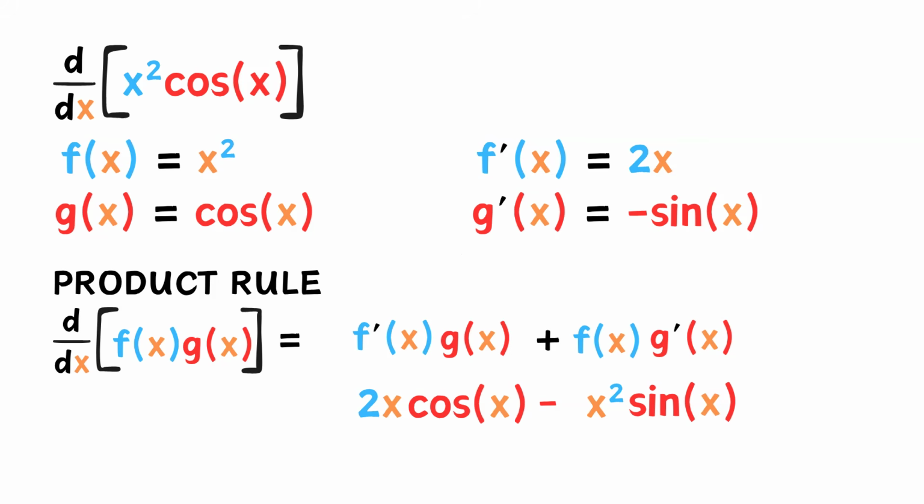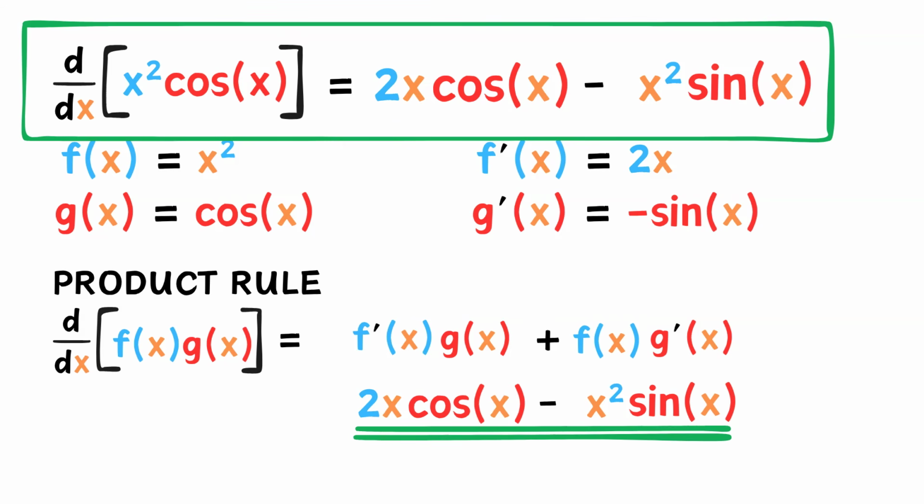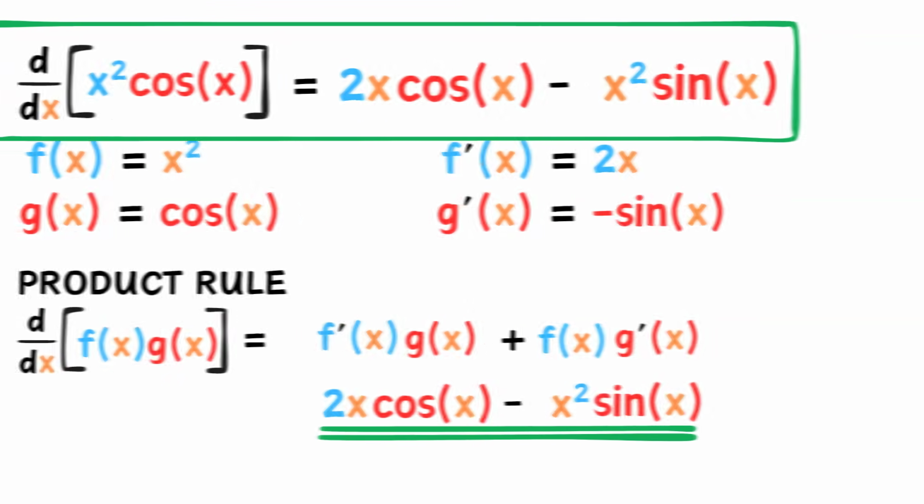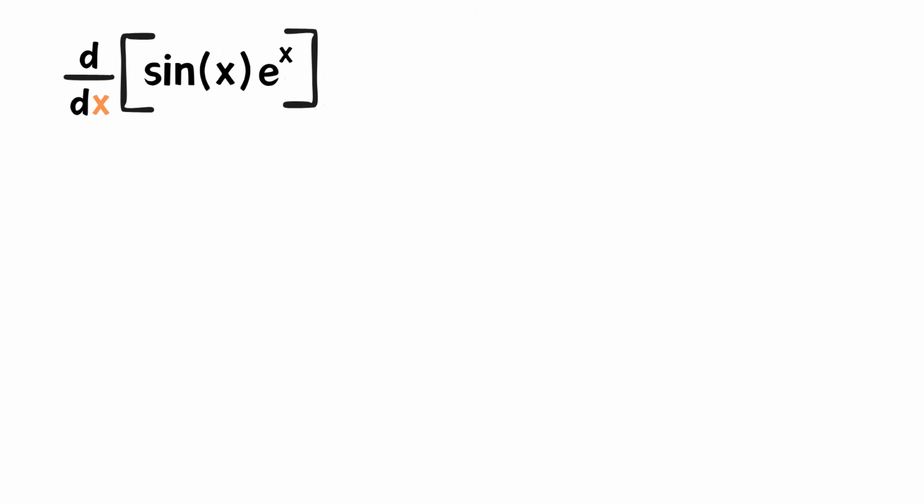And moving the negative sign to the front, we have our derivative: 2x times cosine of x minus x squared times sine of x. Cool, let's look at another example. How can we find the derivative of sine of x times e to the power of x?